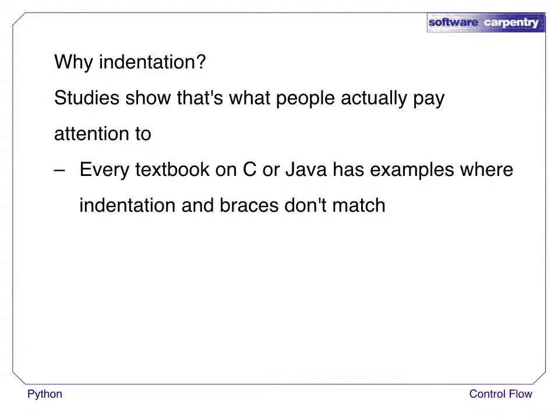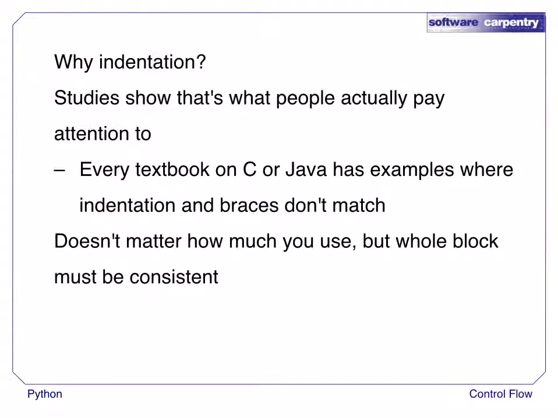Every textbook on C or Java has examples where indentation and bracing don't match, which makes it harder to see the errors in programs, and Python simply avoids this problem. It doesn't matter how much indentation you use, but the whole block must be consistent. So if the first statement's indented by 4 spaces, the rest of the block has got to be indented by the same amount.